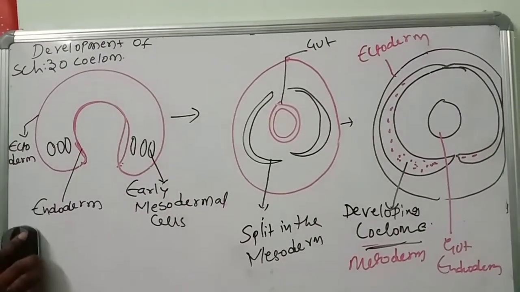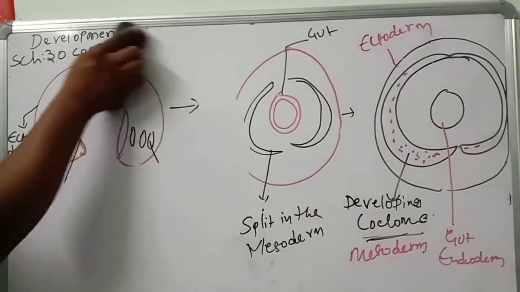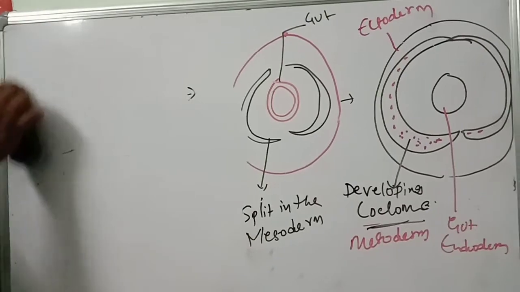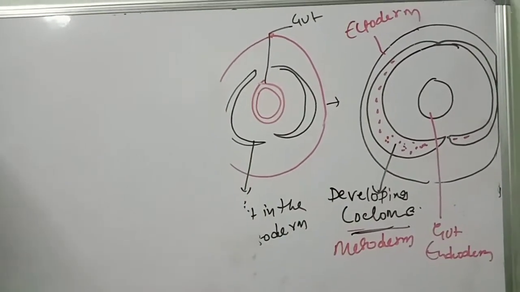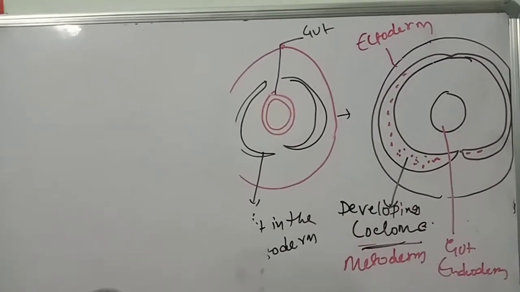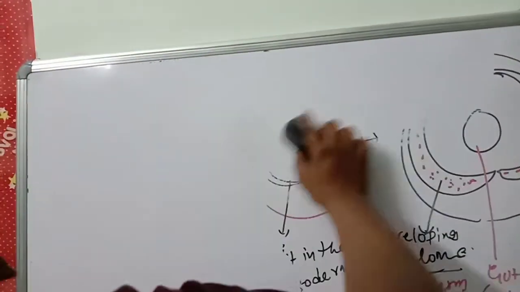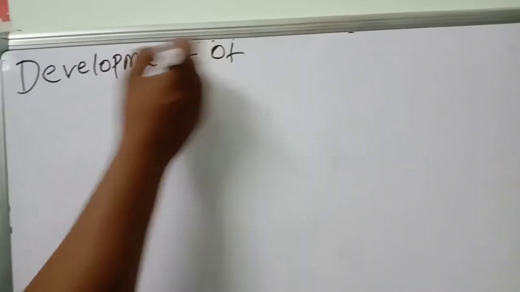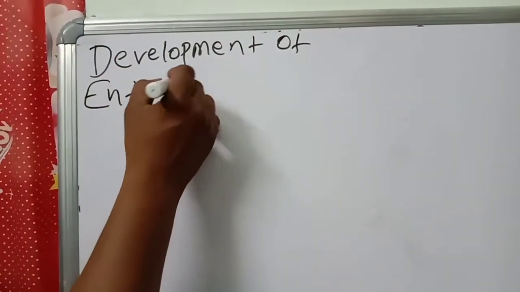The next one, development of enterocoelom. Here mesodermal cells complete coelom formation, as we identified. The next one we have to discuss is the development of enterocoelom.